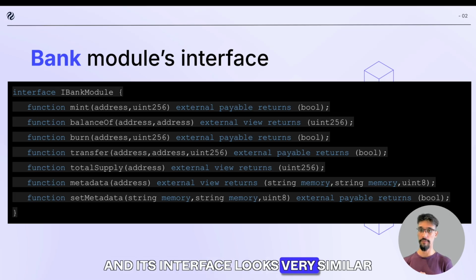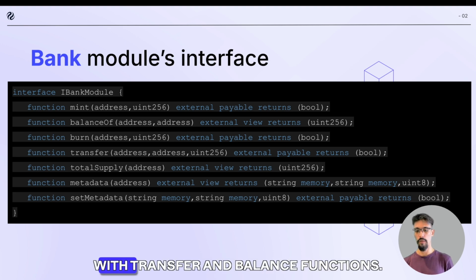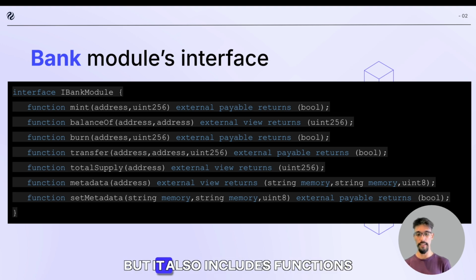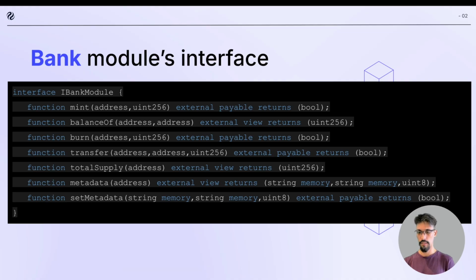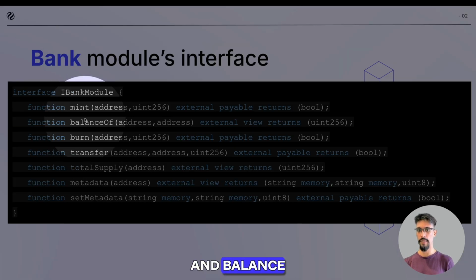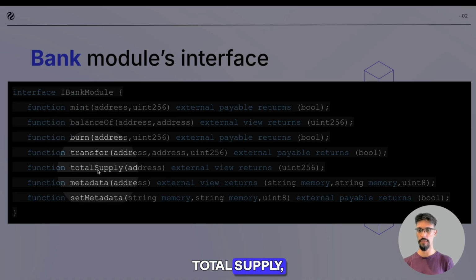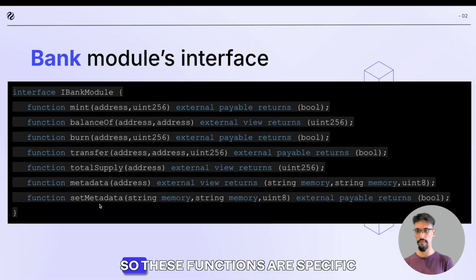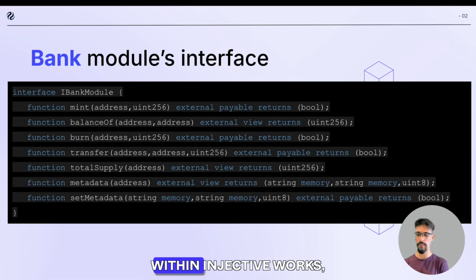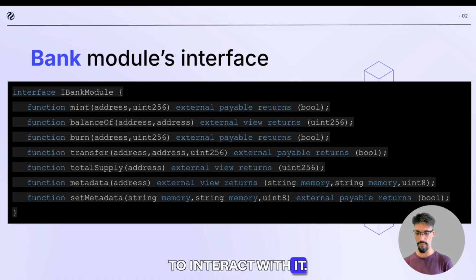And its interface looks very similar to an ERC20. And you can see it on the screen right now, right? With transfer and balance functions. But we also have mint, burn, total supply, metadata, and set metadata, right? So these functions are specific to how the bank module within Injective works. And the EVM precompile exposes an interface to enable you to interact with it.